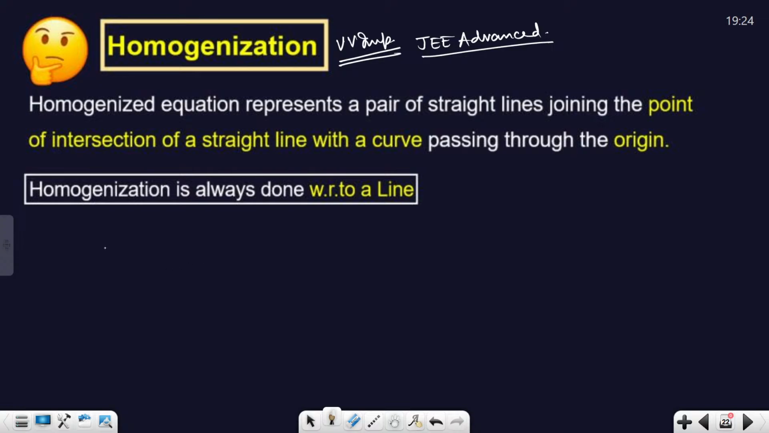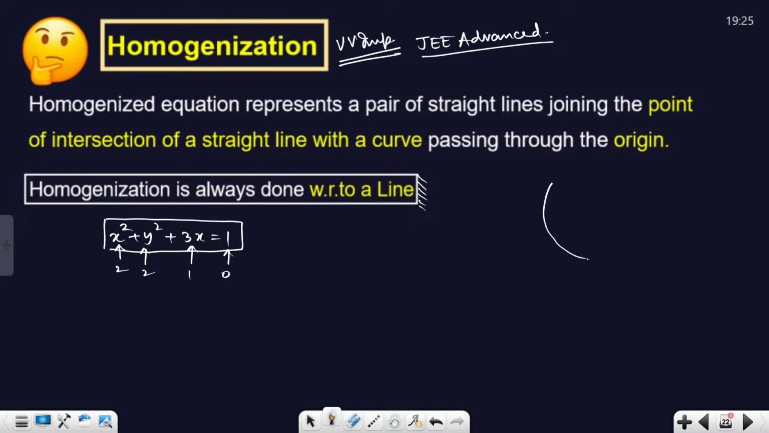Like I'm telling you, suppose we have been given x square plus y square plus 3x equals 1. Now I have to homogenize this equation. How to homogenize this? Because this is not a homogeneous equation. The degree of this variable is 2, this variable is 2, this variable is 1, and for this it's 0. So it is not a homogeneous equation. Now, the first thing you must remember is that homogenization is always done with respect to a line. You need a line.